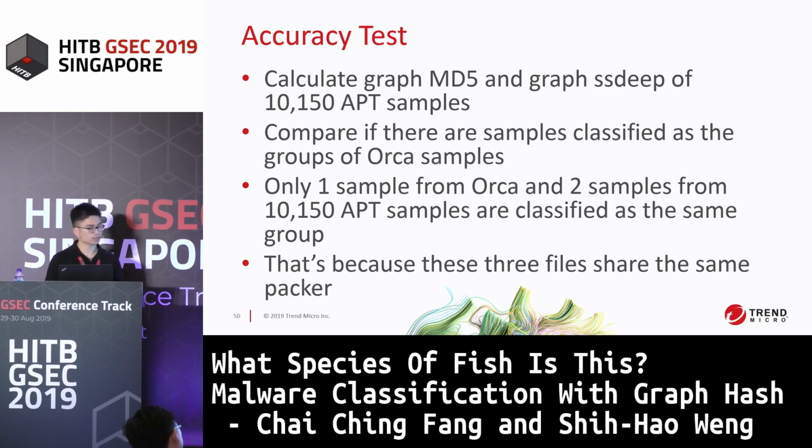And the result is only 1 sample from OCA and the 2 samples from ATB samples are classified. Other APT samples are classified as the same group. Okay. And the reason is they share the same packer.